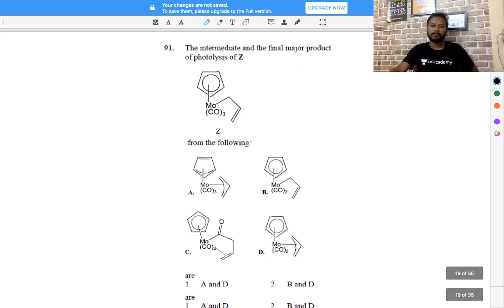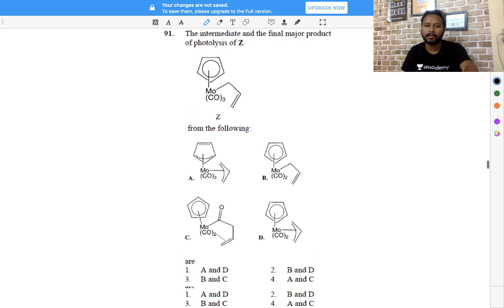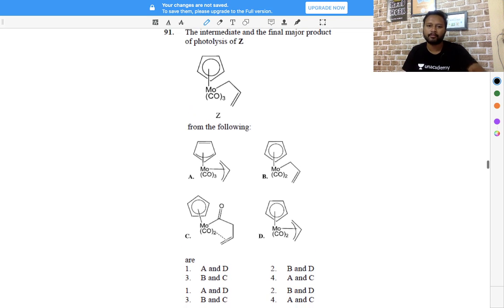All right, so let's talk about this one over here. This question says: what are the intermediate and the final major product of photolysis of Z? So this is the compound and you are doing photolysis of it. What is the intermediate and what is the final product in this case? That's what they are asking.